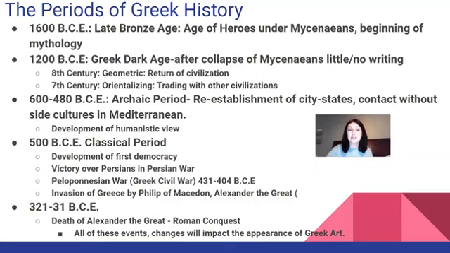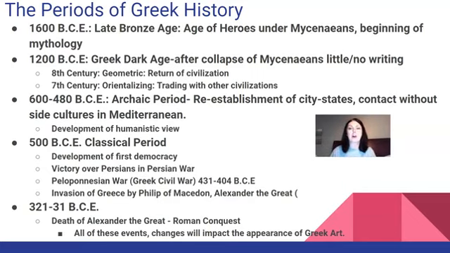Then we see in the 7th century, or the 600s, what's called the Orientalizing period. And Oriental means other or outside. So we start to see that the Greek city-states are starting to interact with people in the Mediterranean again, particularly civilizations that are thriving, like the Egyptians and Mesopotamia. Persia is starting to kind of show up at this time, and eventually the Greeks and the Persians will clash.